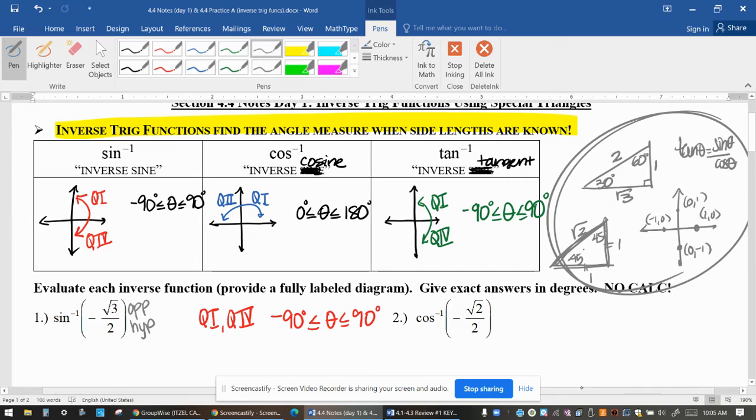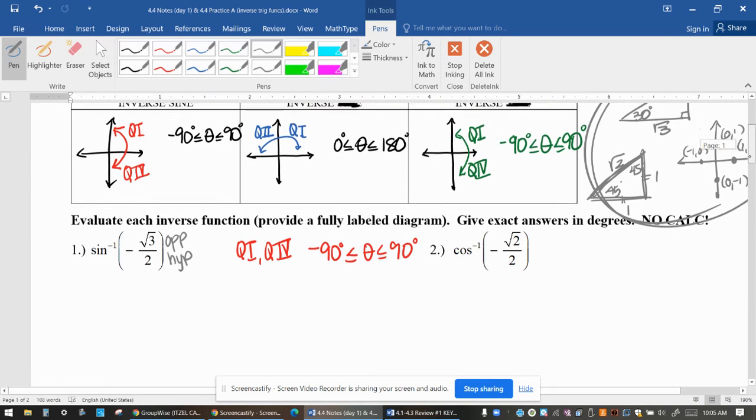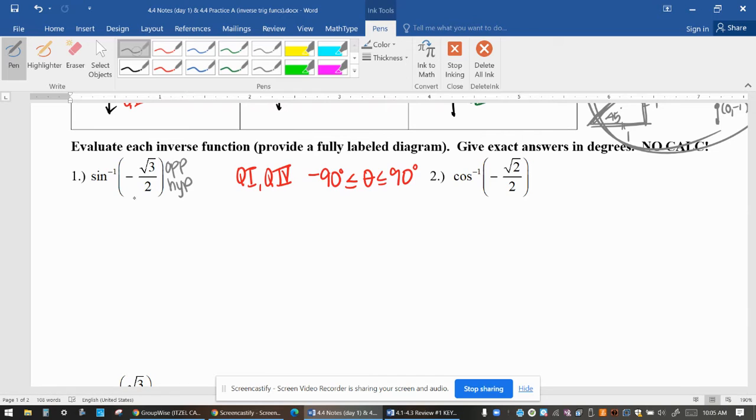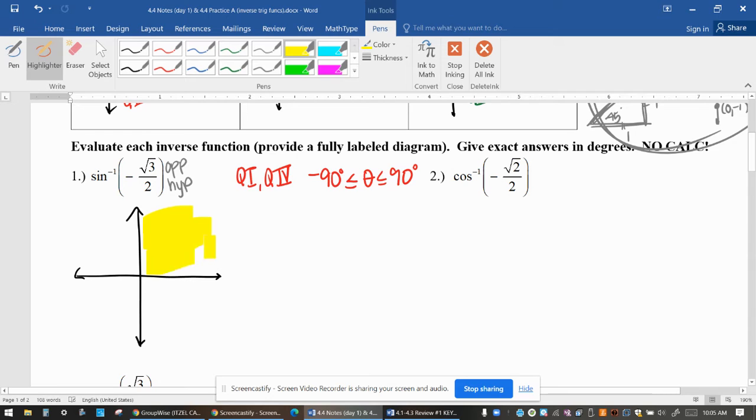Okay, so what that means is, well, we know the reference angle is 60, right? And we know we're restricted to quadrants 1 and 4. So we're restricted to these two quadrants. Okay, sorry that I said 1 and 2 earlier. So we're going to use a reference angle of 60. So we have two possibilities here. It could be positive 60 degrees or negative 60 degrees. Okay, so those are your two possible angles that we're working with.